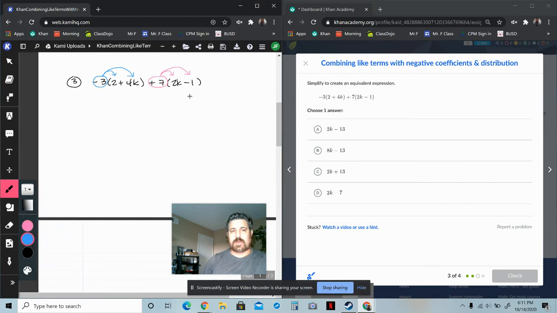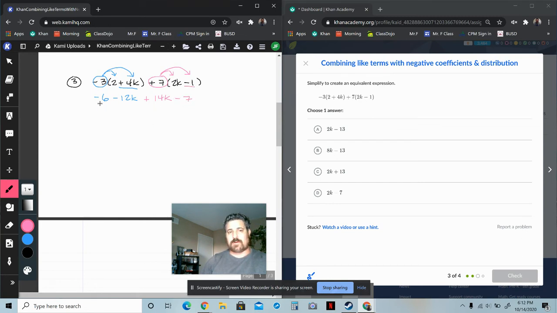And we're going to then combine everything at the end. So what is a negative 3 times a positive 2? That's a negative 6. What is a negative 3 times a positive 4k? That's a negative 12k. What is a positive 7 times a positive 2k? That's a positive 14k. What is a positive 7 times a negative 1? That's going to be a negative 7.